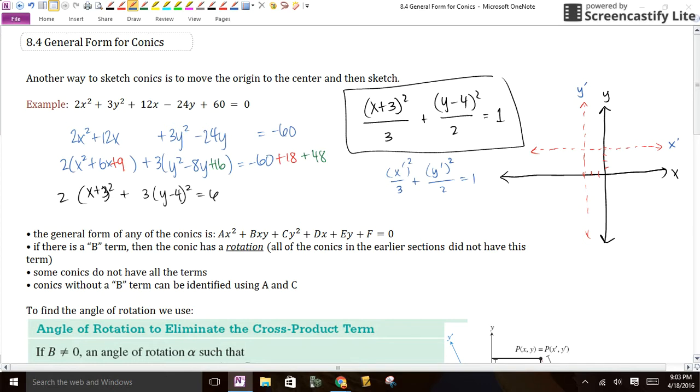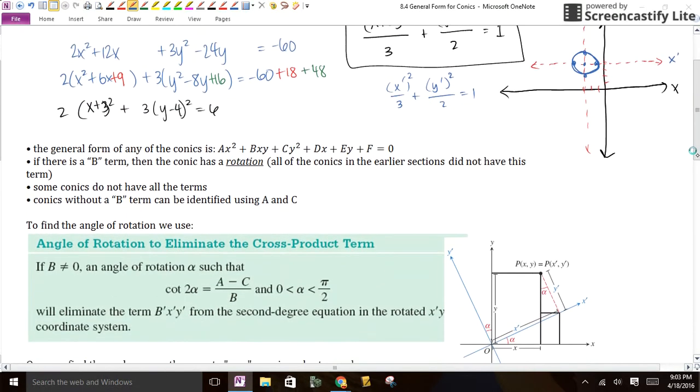So again, in the x direction, I would go root 3, which is a little more than 1. And in the y direction, I go root 2, a little more than 1. This was our center, and here's my elliptical shape. Now, you probably think that's pretty silly. And to be honest, it kind of is. But the reason I talk about it is because we're going to have to do that if this next case comes up.